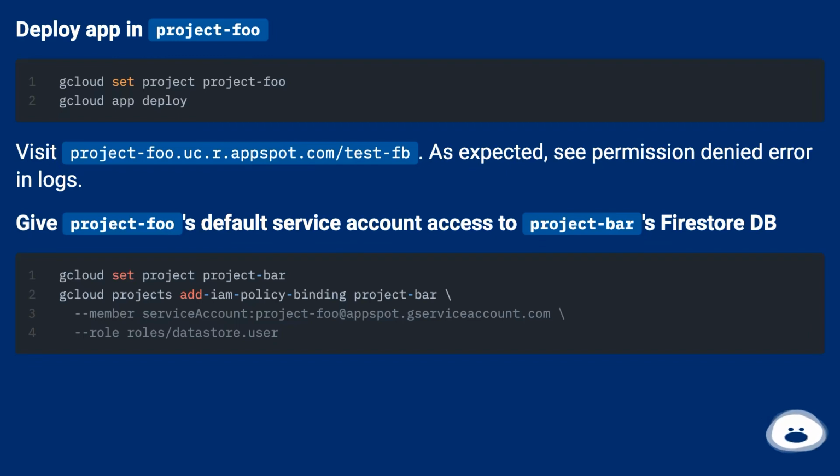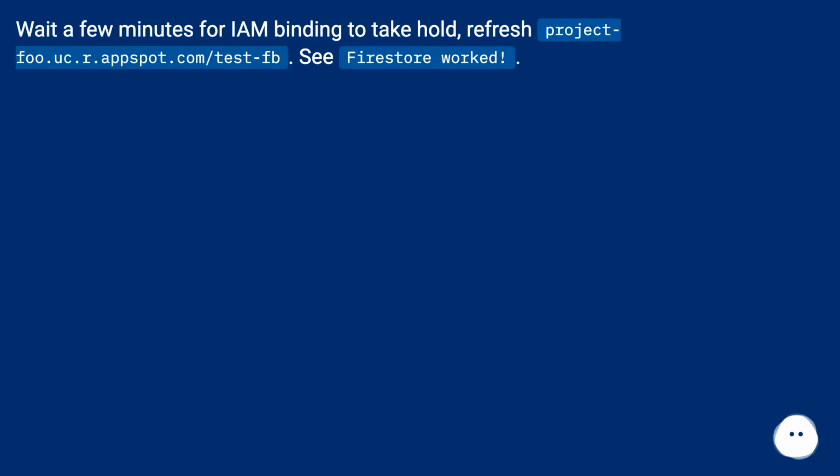Give Project Foo's default service account access to Project Bar's Firestore DB. Wait a few minutes for IAM binding to take hold. Refresh projectfoo.uc.r.appspot.com/testfb. See Firestore worked.